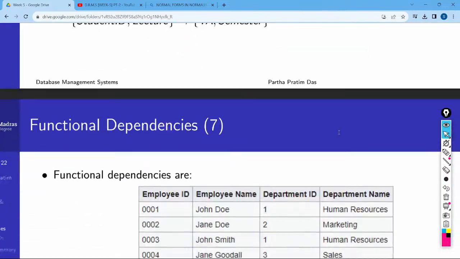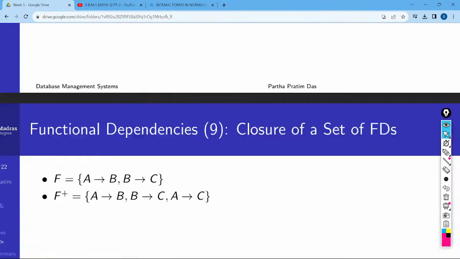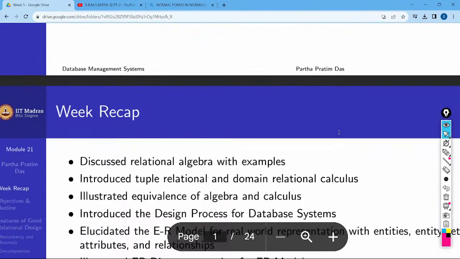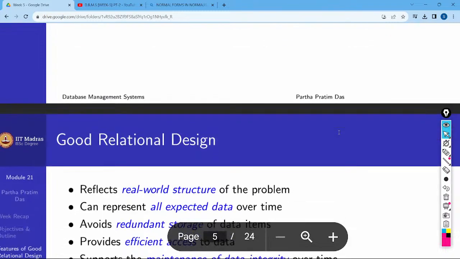This is the previous slide. I think one before that, the one before that. All right.